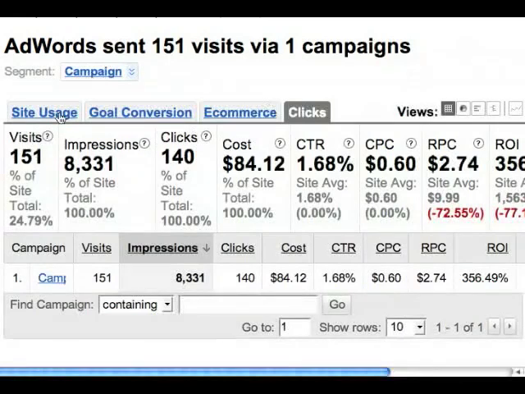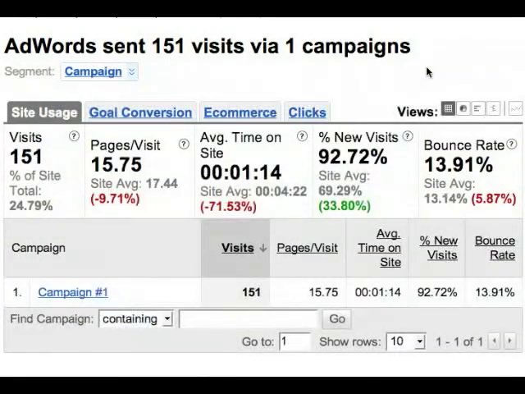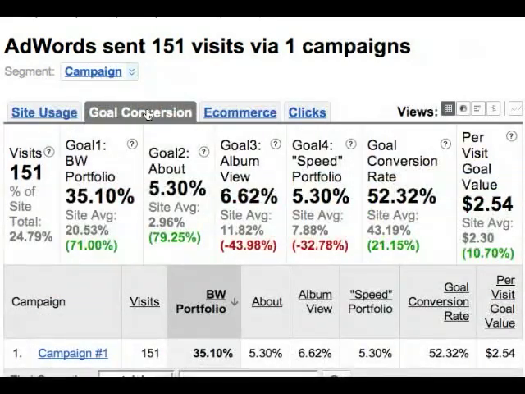Here we can see the results from all AdWords traffic to the site. There were 151 visits with about 15 pages viewed per visit and over 1 minute per visit spent on the site. About 93% of these visits were from people who had never been to the site before, and about 14% of the visits resulted in the visitor immediately leaving the site. The bounce rate is very important, and ideally it is quite low since you are paying for each of these visits. Let's look at the Goal Conversion tab to look at our conversion rates.